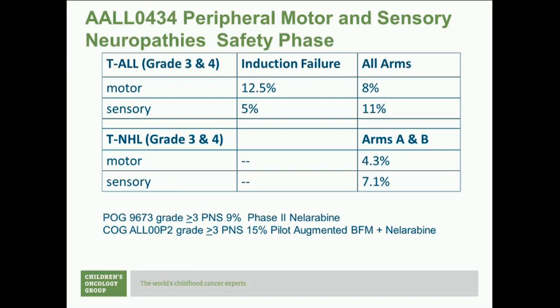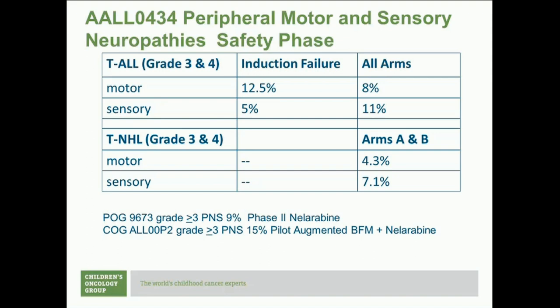So we did, and in the safety phase, we looked at those targeted neuropathies again, peripheral motor and sensory neuropathies. We found that in our induction failure patients, we had a 12.5% incidence of motor neuropathy, and on all arms, 8%, and on our induction failure arm, 5% sensory, and on all arms, 11%. And the reason why we carved out that induction failure are those patients were non-randomly assigned to get the highest therapy. That means both high-dose methotrexate and nelarabine. So they got the most therapy that anybody could get on the trial.